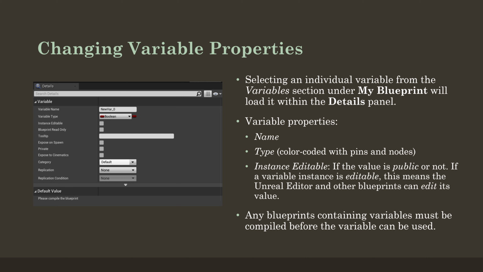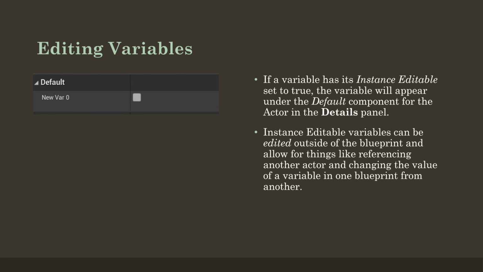And again, if we want it public, we will need to make it instance editable. So if a variable has instance editable set to true, it can be edited by the Unreal editor. So if this is true, when you select an actor who has a blueprint that has a variable, it will show up under default. So the default component under the Details panel will show the existing variables for that actor as part of its blueprint.